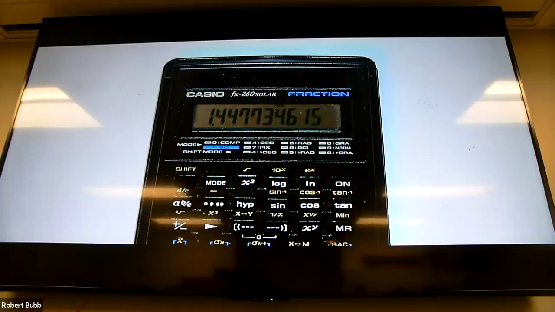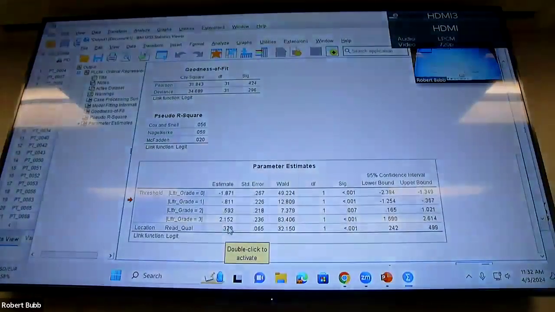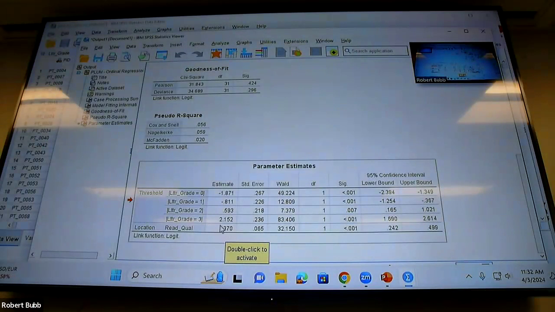Indicating 1.45 times as likely: for every one increase in reading quality, a student is 1.45 times as likely to get an A grade. Where did you get the coefficient? Right here. Oh, I'm sorry, I'm pointing it on my screen, but you can't see it. Let me switch over. 0.37 is your coefficient, your estimate right here. So your regression coefficient.